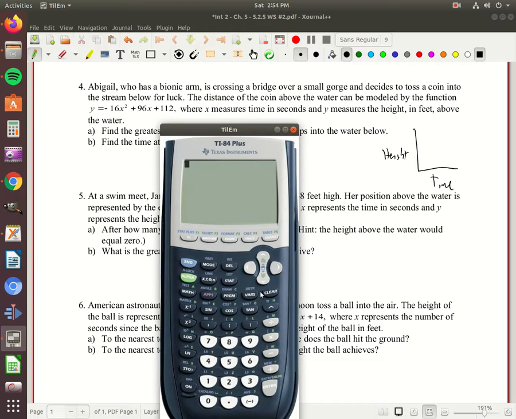I still think it's important to know how to use these calculators. So I'm going to put Y equals negative 16x, where's the x at? There's the x. I could just put the squared here, right? But don't forget I can use the caret key if I wanted to. Plus 96x plus 112. And I will graph that. And you can see that's what the graph looks like.